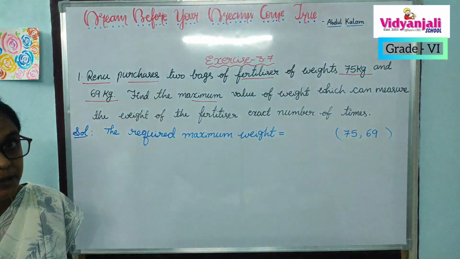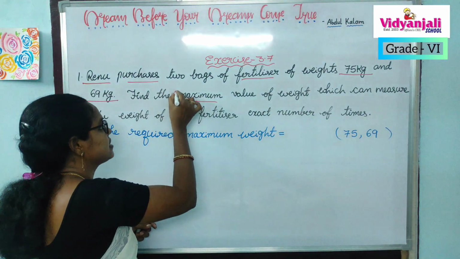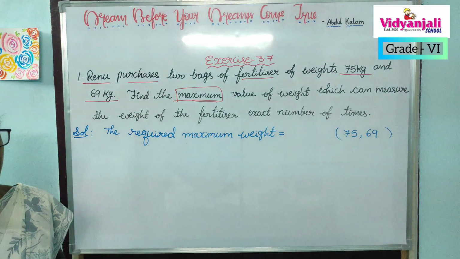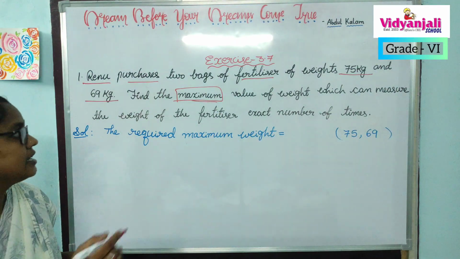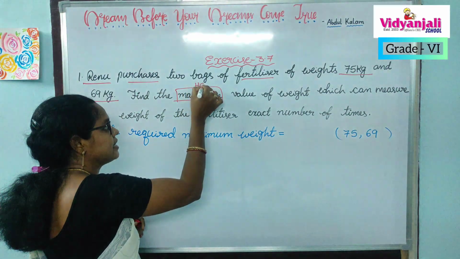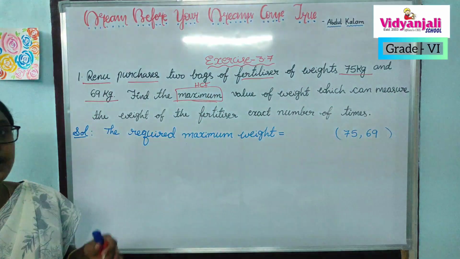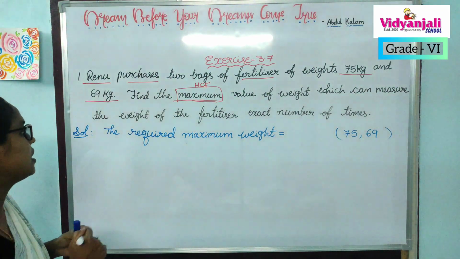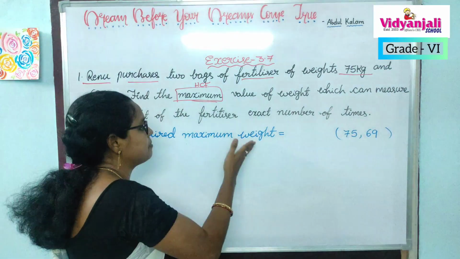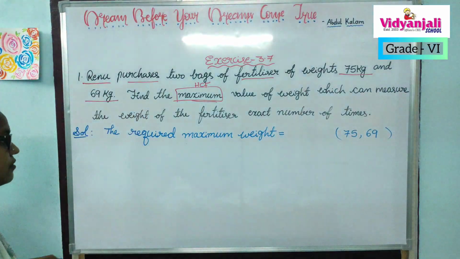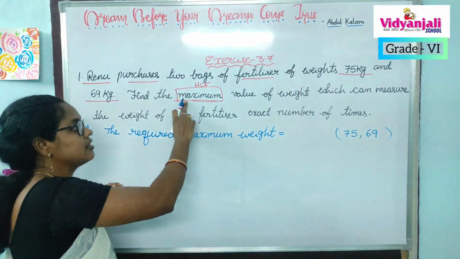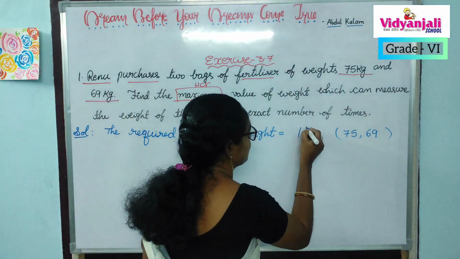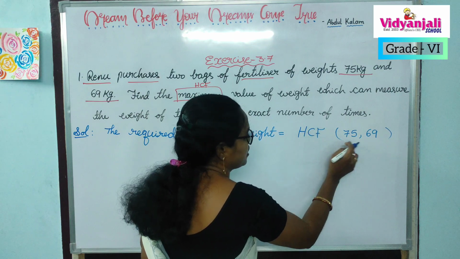What is the key term? The key term is maximum. See, the word maximum is similar to highest, HCF, right? So when you identify the keyword maximum, we can understand this is an HCF problem. Now, the required maximum weight. How to find the required maximum weight? We have to find the HCF of the given 2 weights.